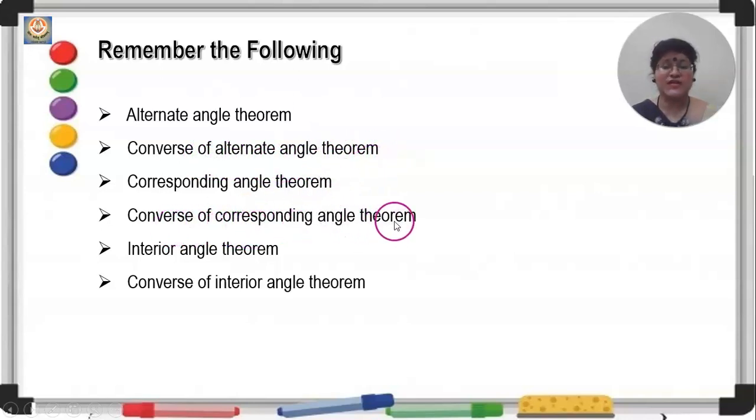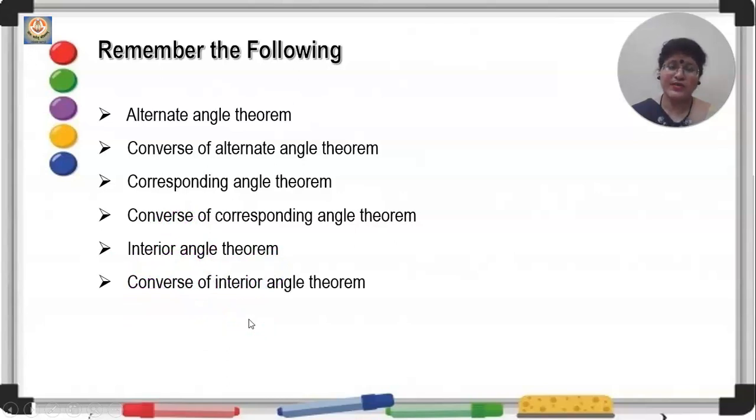Similarly, in converse of corresponding angle theorem, there is a transversal intersecting two lines, and if a pair of corresponding angles is congruent, then the lines become parallel. Similarly, in the case of converse of interior angle theorem, there is a transversal intersecting two lines, and if a pair of interior angles is supplementary, then the lines become parallel. So that is the difference between the alternate angle theorem and its converse, corresponding angle theorem and its converse, interior angle theorem and its converse.